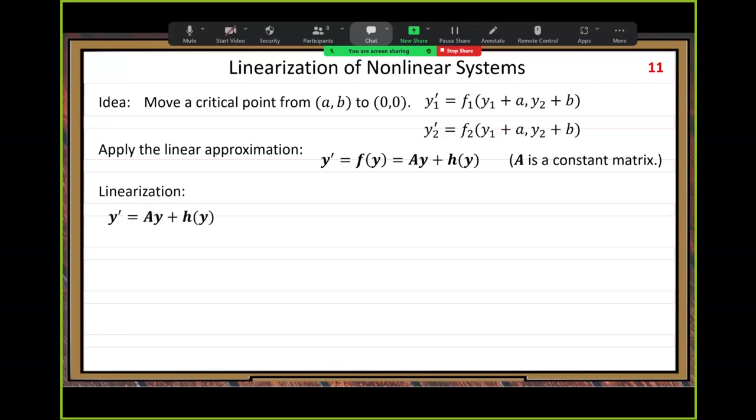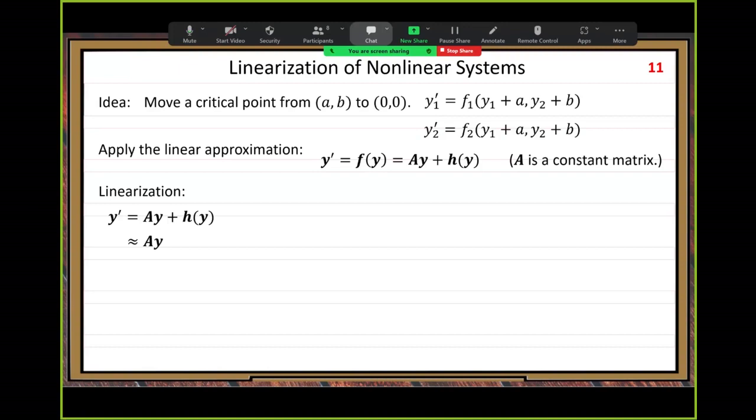Then, linear approximation. Linearization, we throw away the H function. That's the linearization. So first, linear approximation, but we take out the linear term. So in linearization, we only keep the linear term and throw away the non-linear terms.